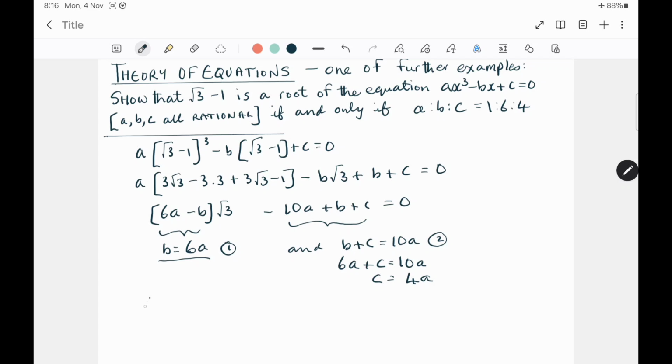And so a to b to c equals a to 6a to 4a, which is 1 to 6 to 4, which is what we were required to prove. So that does things one way, but we've got to prove the converse.